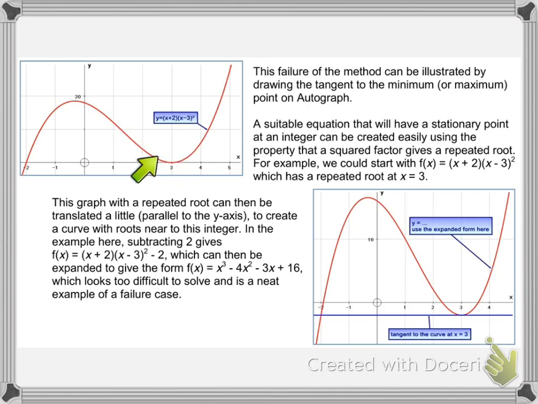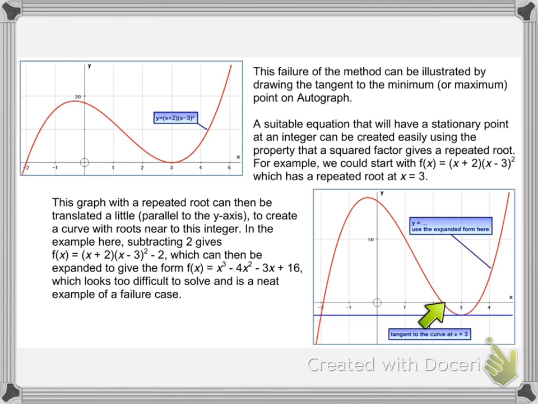Now if I just subtract a bit from this equation, in this case I just did minus 2, the whole curve moves down a bit. So I no longer have this integer root, you see it's moved here, and I no longer have my repeated root at 3, but I've still got a minimum point at 3.